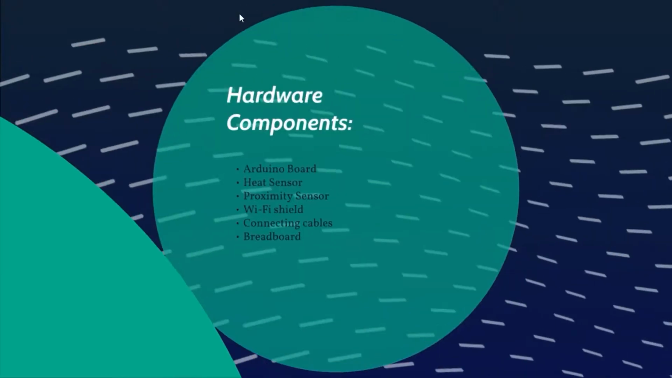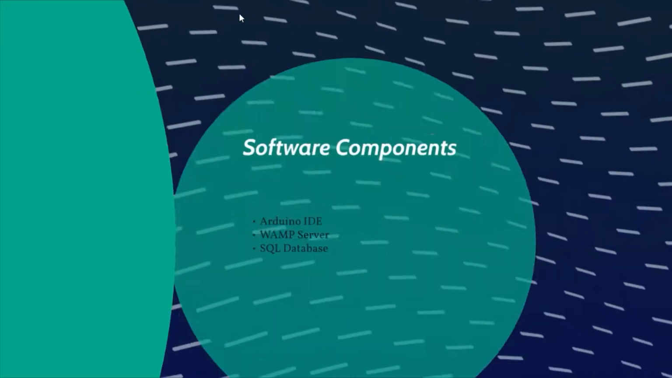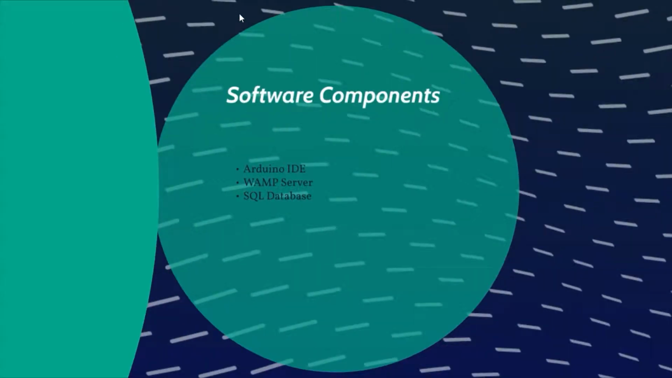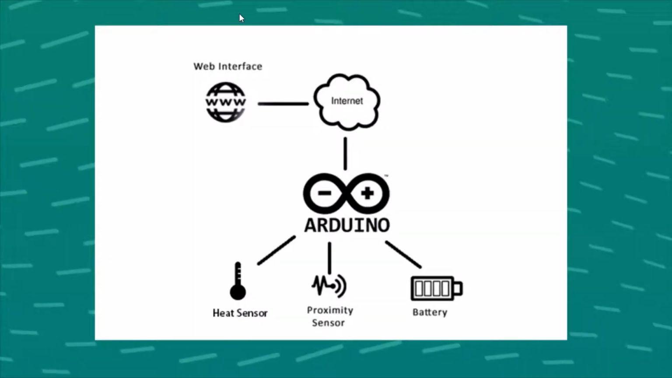The hardware components involved in this were Arduino, heat sensors, proximity sensors, Wi-Fi shield, connecting cables and breadboard. The software components were Arduino IDE, WAMP server and SQL database, which will be used to store and view data. So the first step of this project was to acquire data from heat and proximity sensors.